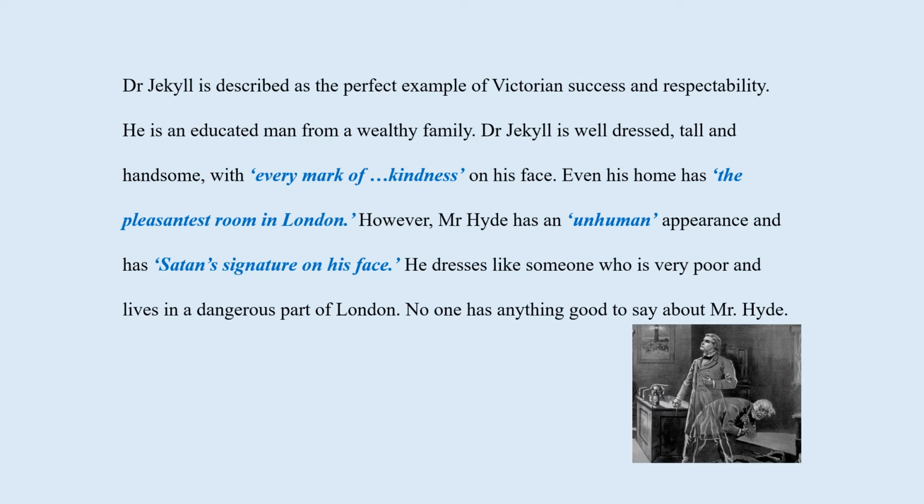However, Mr. Hyde has an unhuman appearance and has Satan's signature on his face. He dresses like someone who is very poor and lives in a dangerous part of London. No one has anything good to say about Mr. Hyde.